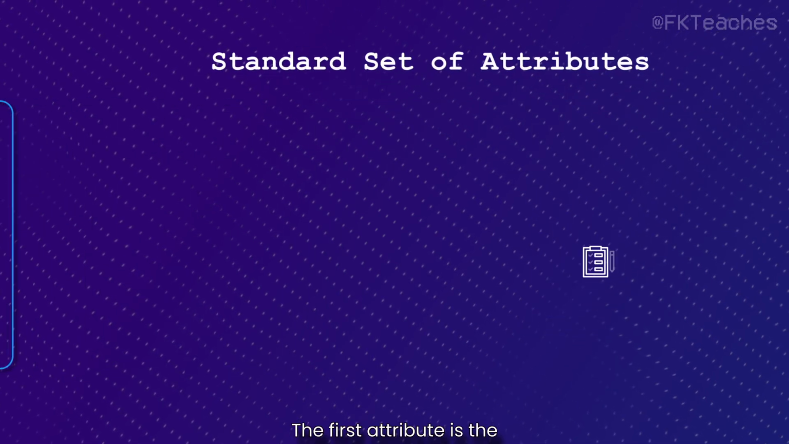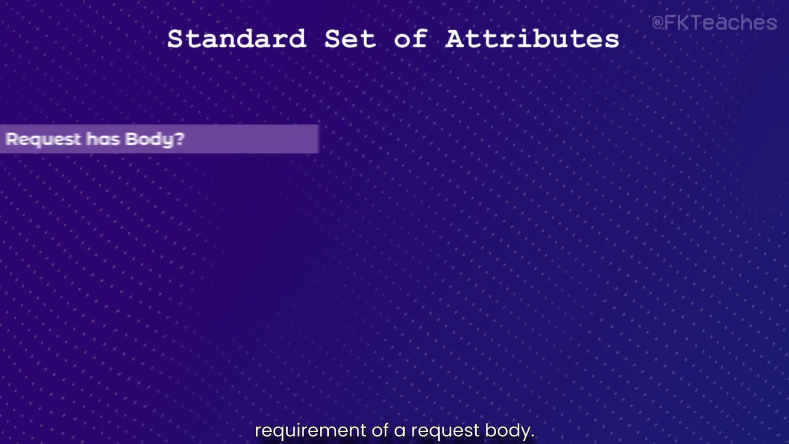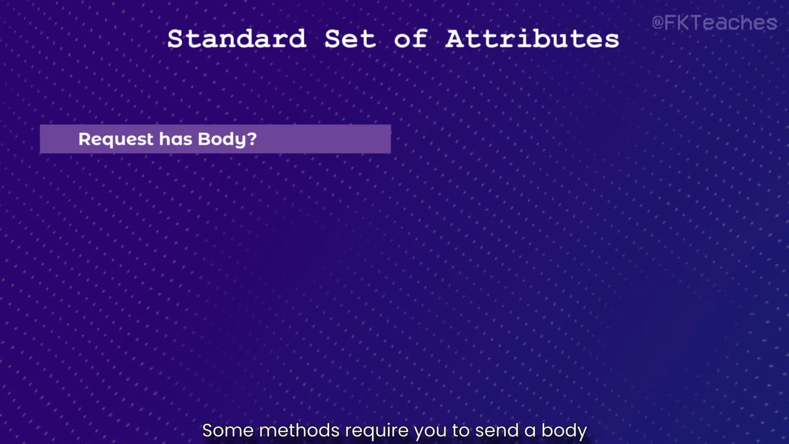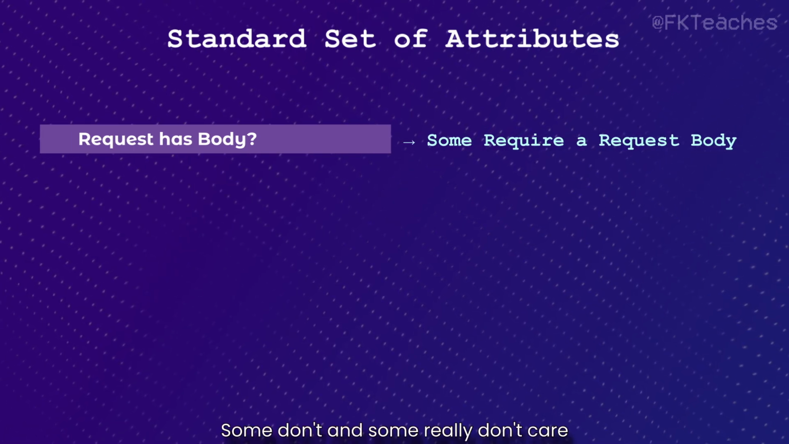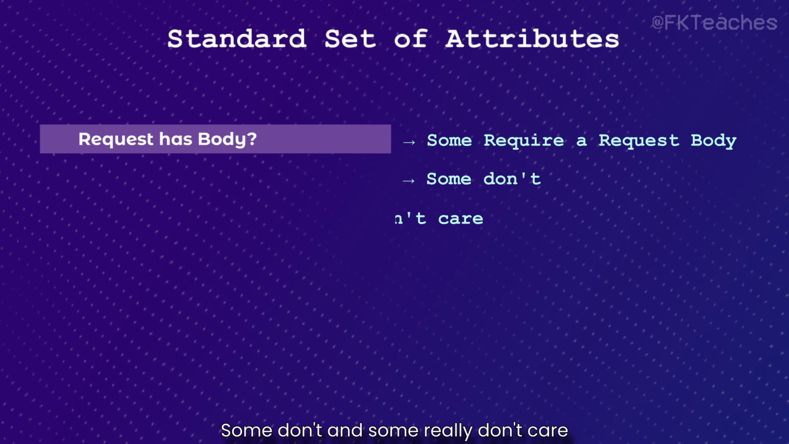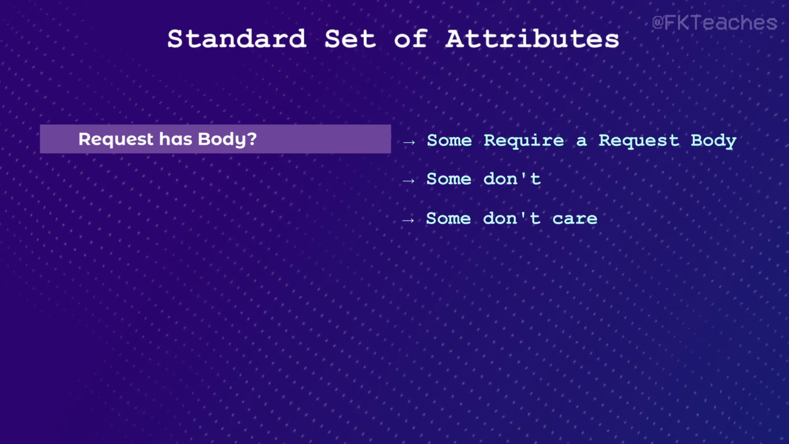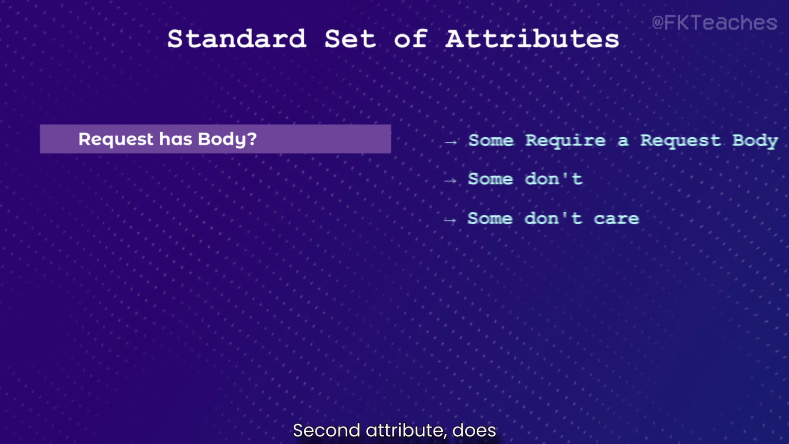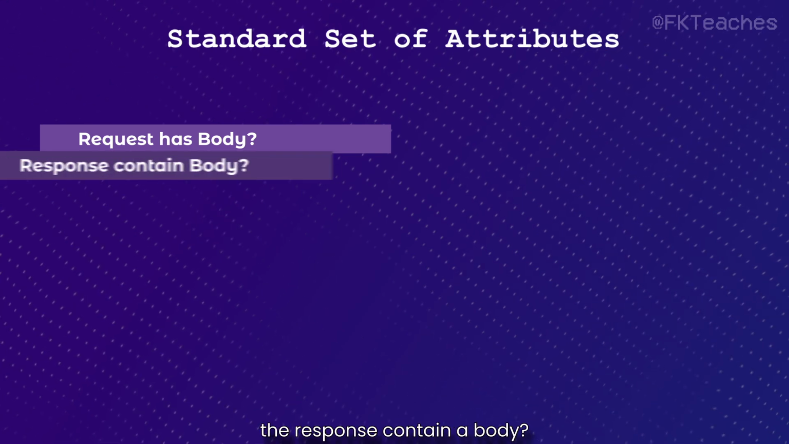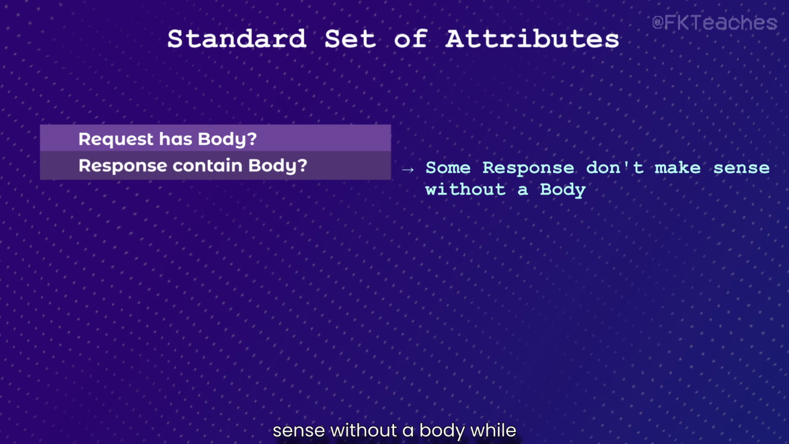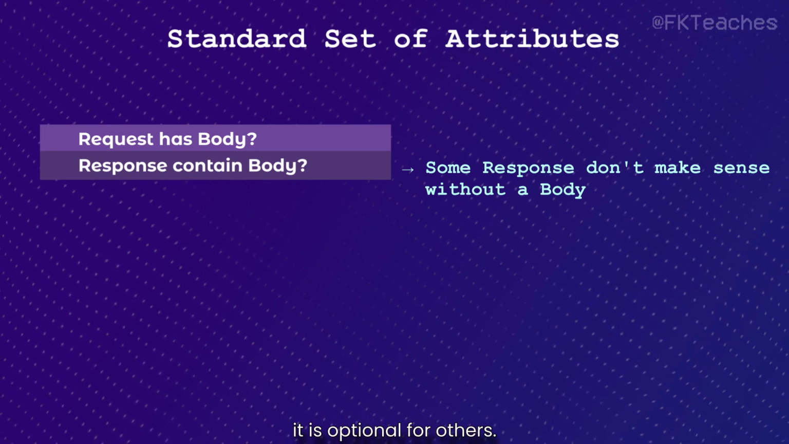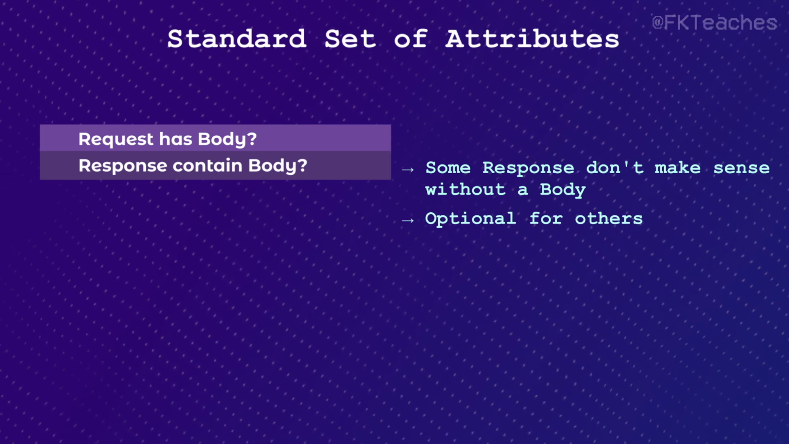The first attribute is the requirement of a request body. Some methods require you to send a body of data in the request. Some don't, and some really don't care what you do with that section. Second attribute: does the response contain a body? Some HTTP methods' responses do not make sense without a body, while it is optional for others.